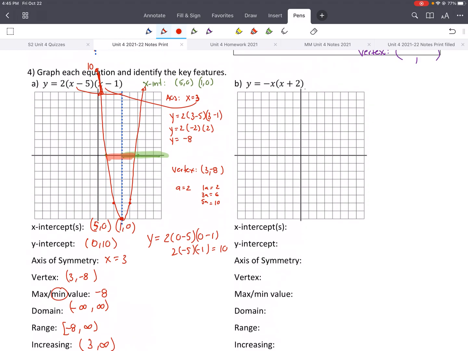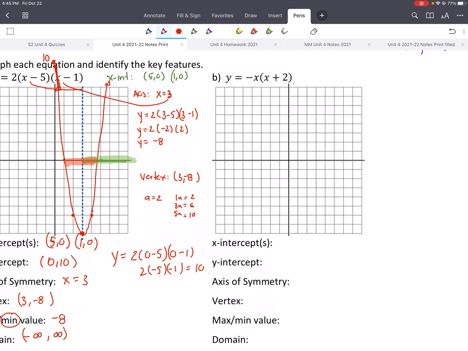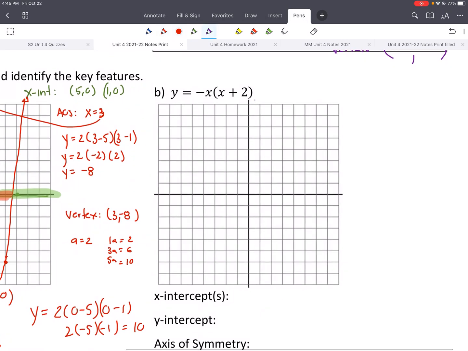Okay? All right, and then we'll graph this last one. I'll probably leave out the key features just to save some time on the video. All right, so again, we could rewrite this if that helps you when you write down your x-intercepts. So we have x-intercepts at (0, 0) and (-2, 0). Again, x's tell lies.